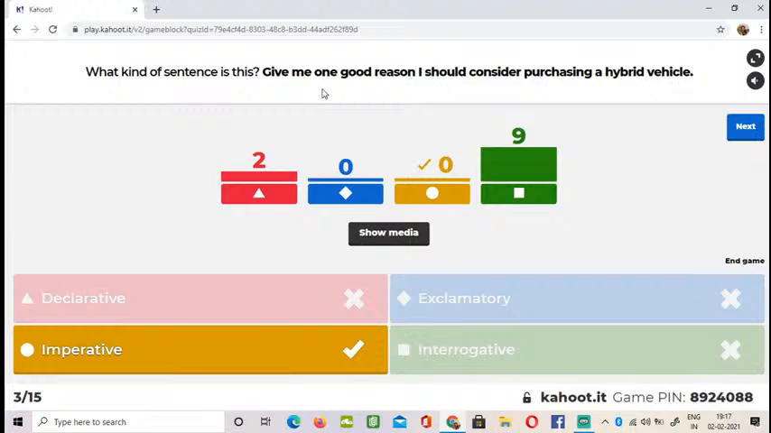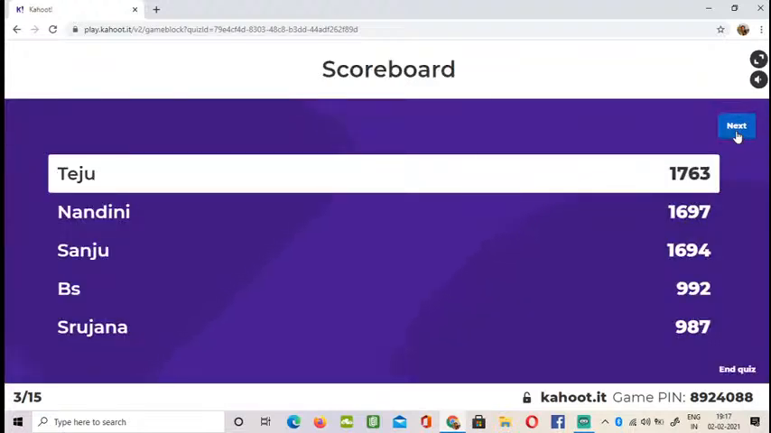They are commanding you, demanding you to give a reason so that they could purchase a vehicle. Okay, they are asking you to give a reason. That is an imperative sentence. An imperative sentence also asks someone to give, request, command. Okay, so that is an imperative sentence. So let's see the scoreboard now. There is no change in the scoreboard because none of you have answered the question correctly. So let's go to the next question now.